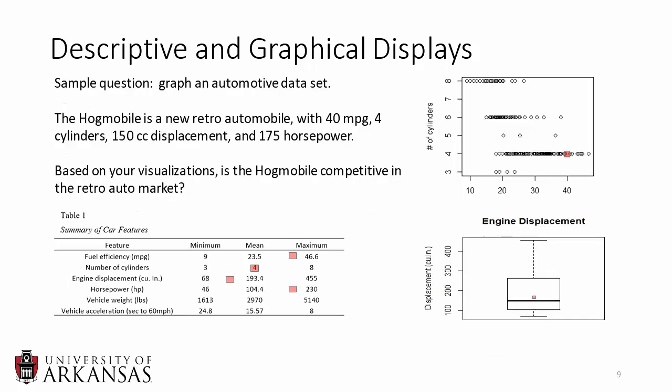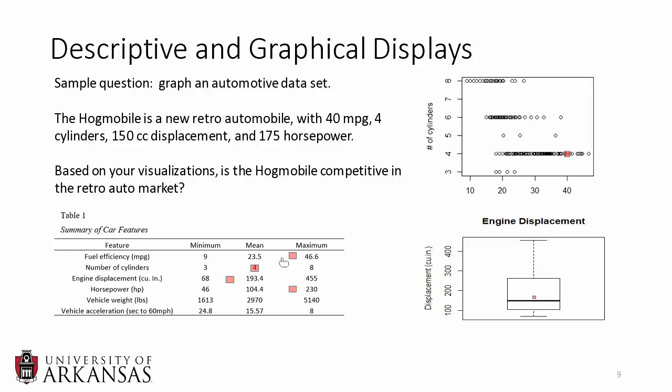In our class, it's one of my total favorite case studies, it's the Hogg Mobile case study. We have an automotive data set from the 1970s. And the case study says the Hogg Mobile is a new retro automobile, and it gets 40 miles to the gallon. It's got 4 cylinders, 150 cc's of displacement, and 175 horsepower. Can you visualize this? Can we determine if this is going to be competitive in the retro market? This is a job for descriptive statistics. We can run some descriptive statistics on our data set, and this little red thing shows where the Hogg Mobile is.